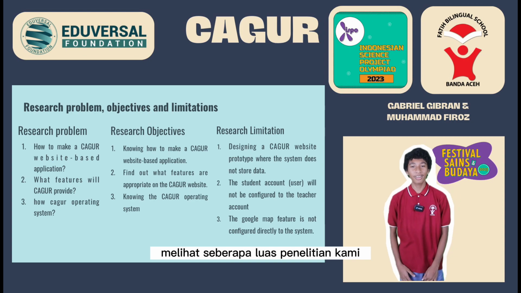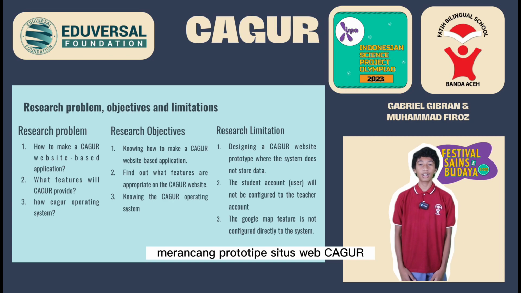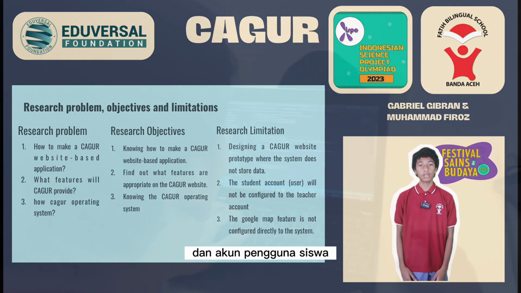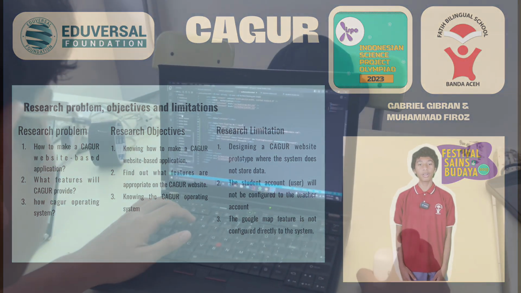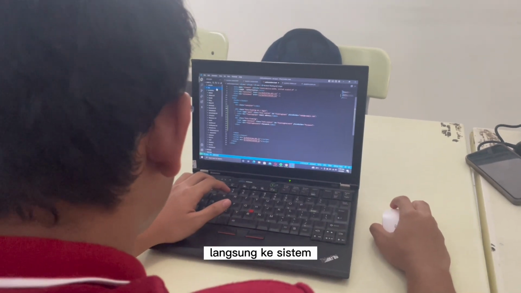Looking at how broad our research is, we decided on some research limitations. Designing a Cagur website prototype where the system does not store data, the student account will not be configured to the teacher account, and the map feature is not configured directly to the system.